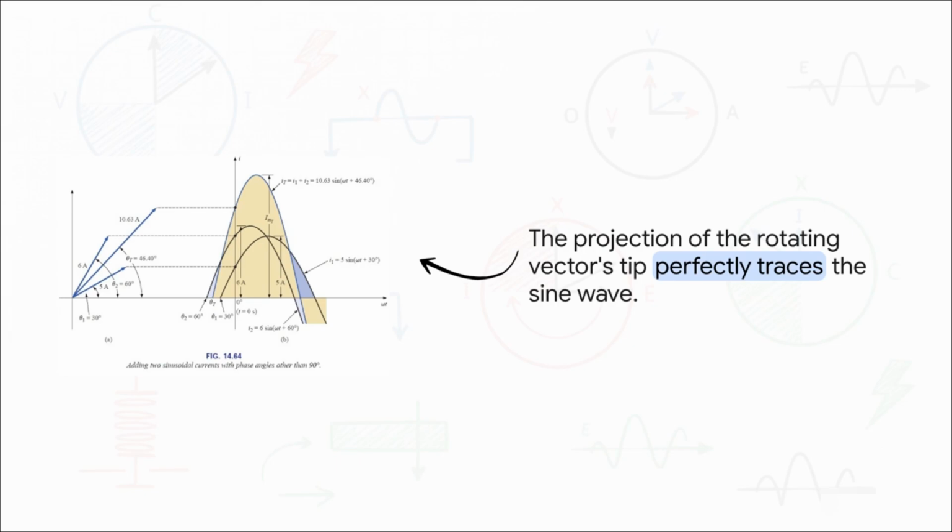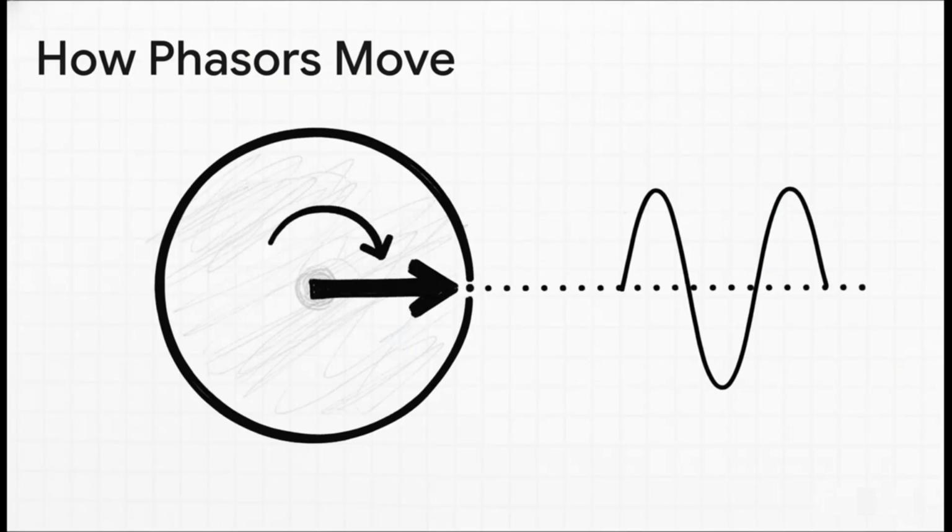When the phasor points up, the shadow is at its peak. When it's horizontal, the shadow is at zero. It's this beautiful direct link between simple rotation and a complex wave. So we should always imagine these arrows as being in constant motion?